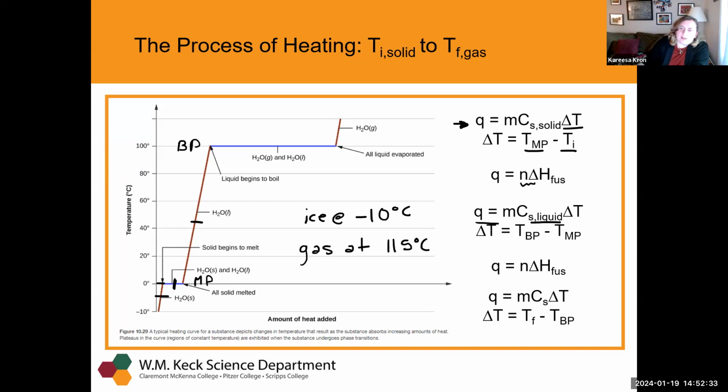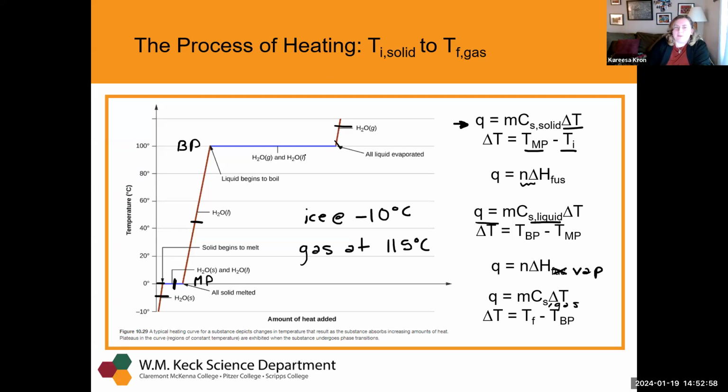And then we have to use, this should be the enthalpy of vaporization to go from the liquid to a gas multiplied by the number of moles we have in our system. And then once again, however much energy we want to continue to heat up the gas, we'll use MCΔT, but of the gas here.